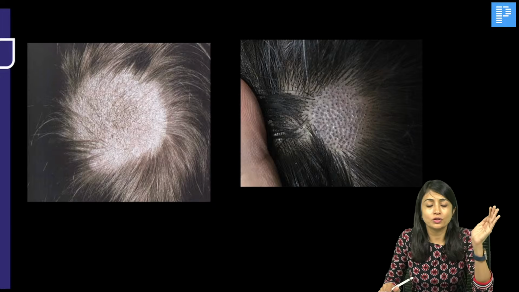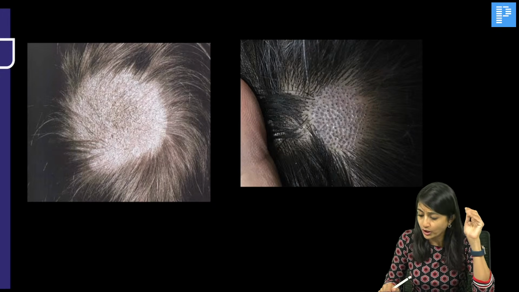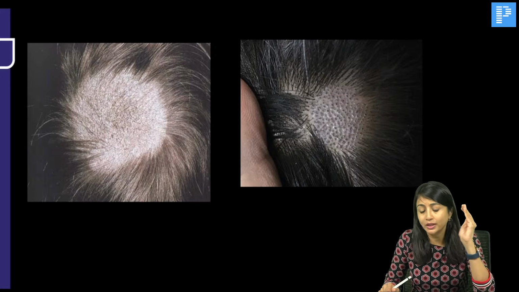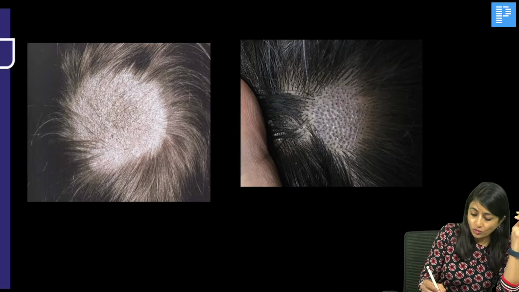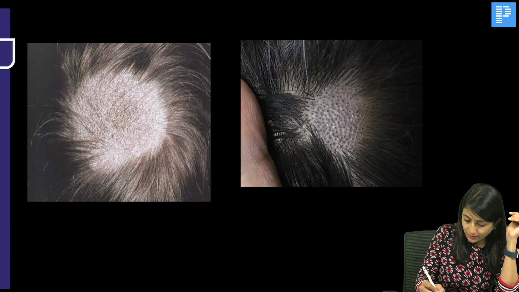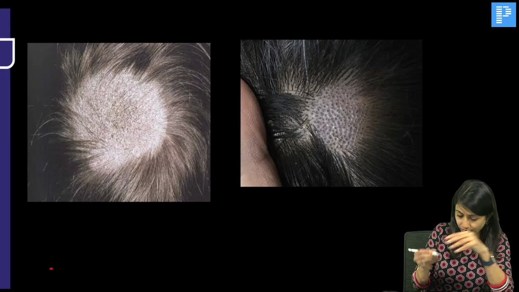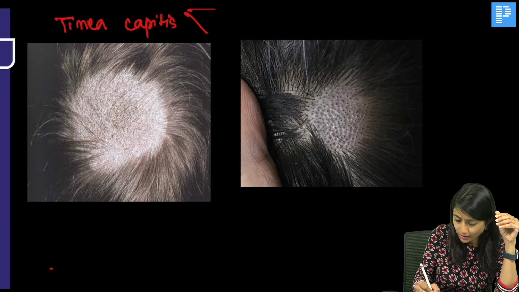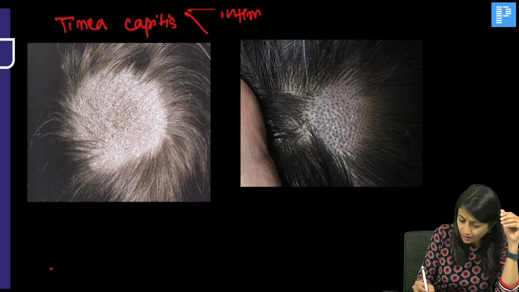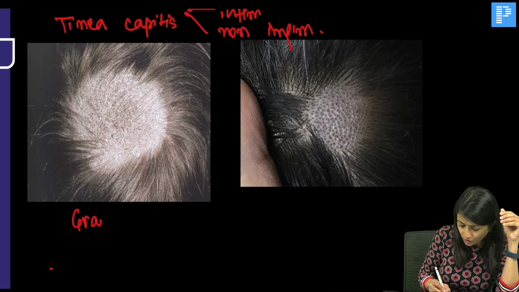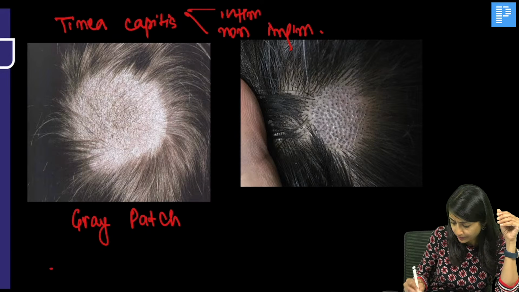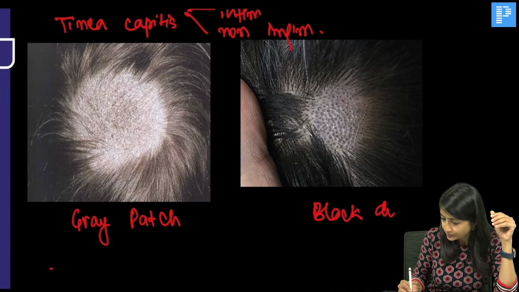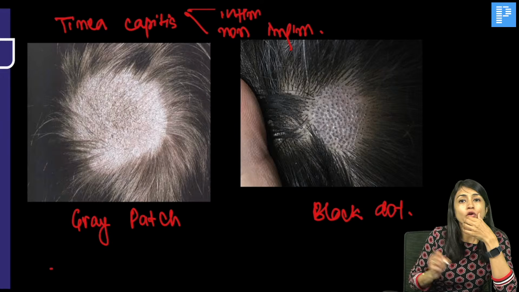But what is the difference between the two images? Both are non-inflammatory Tinea capitis, very good. So, yes, one is grey patch and the other is black dot. So, when you talk about Tinea capitis, you should know that there are two types, inflammatory and non-inflammatory. In non-inflammatory, I have two types of Tinea capitis, grey patch and black dot. Good.